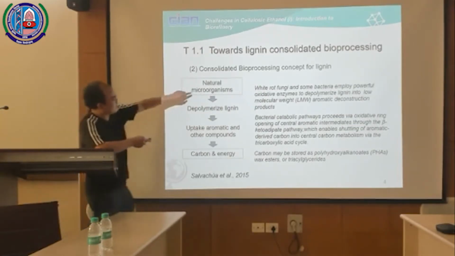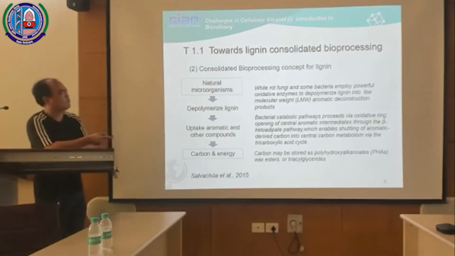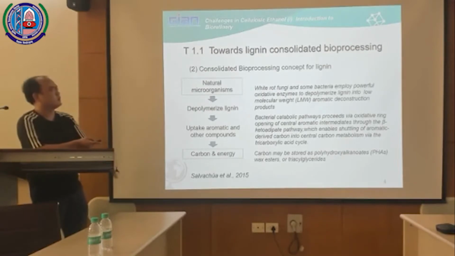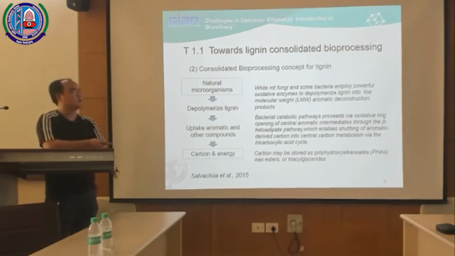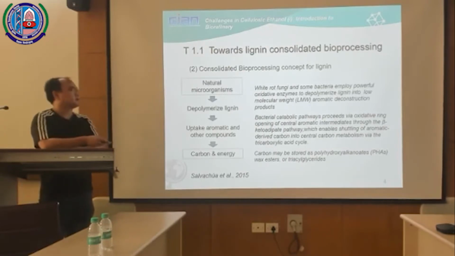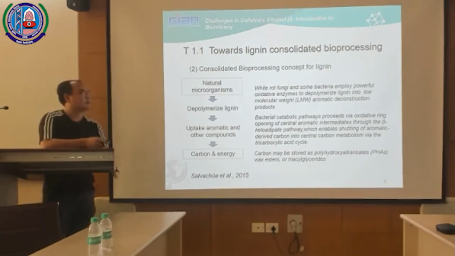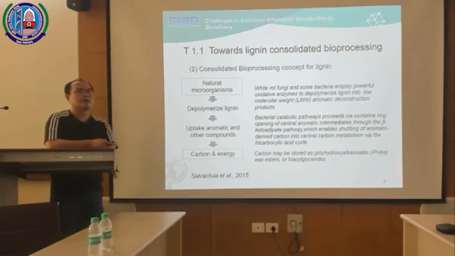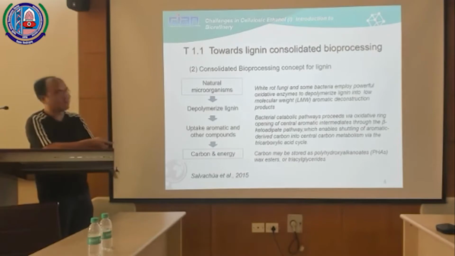For the first process, the depolymerization of lignin, we have white rot fungi. It has a lot of different oxidative enzymes, including laccase, lignin peroxidase, manganese peroxidase, and versatile peroxidase. They work together to depolymerize lignin into low molecular weight, small compounds. And in the next step, we have some bacteria.